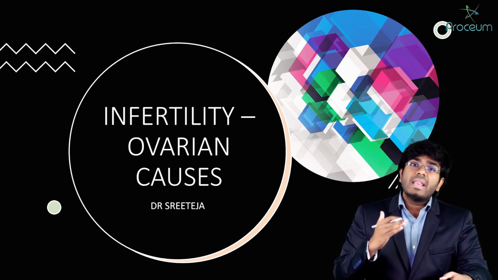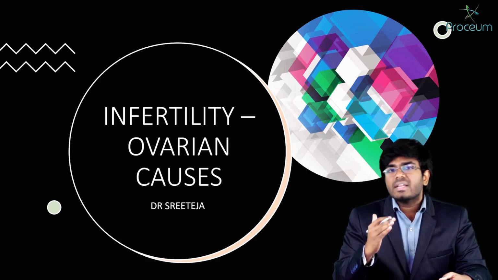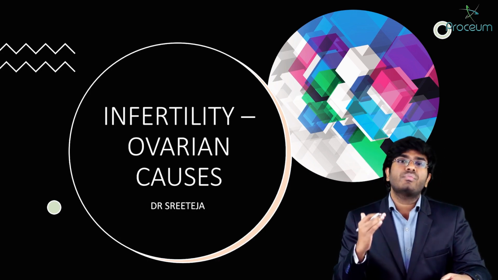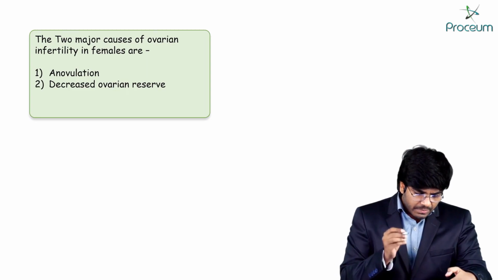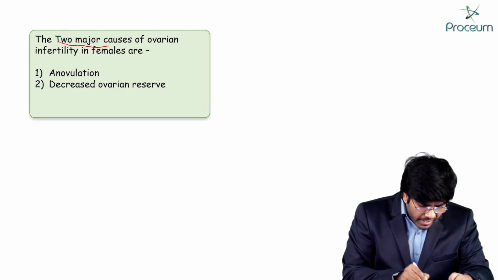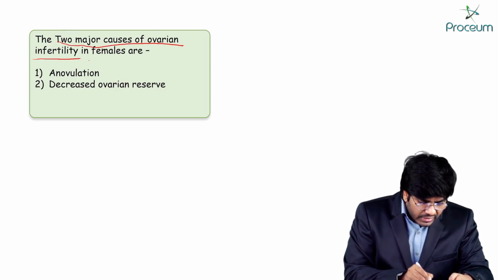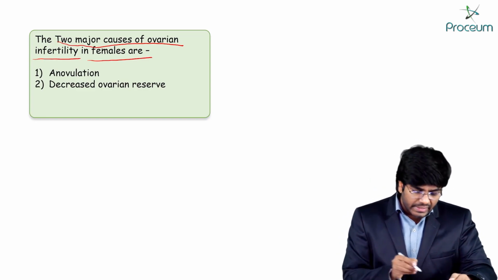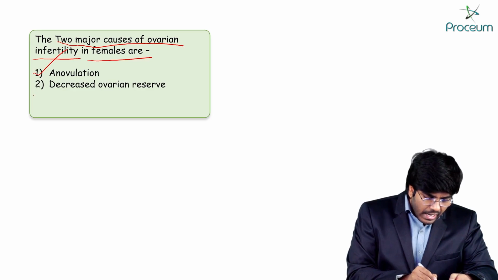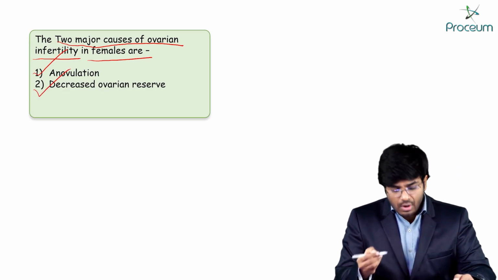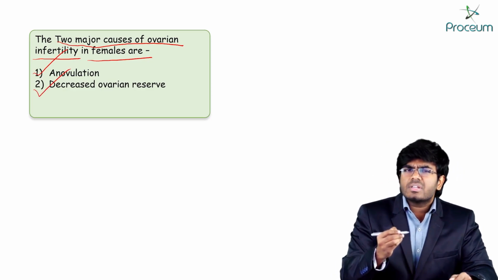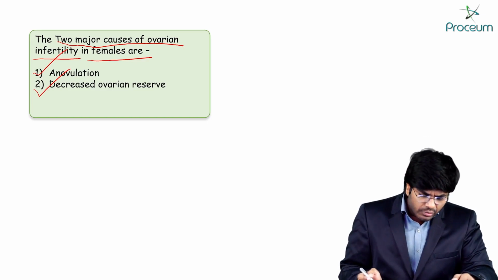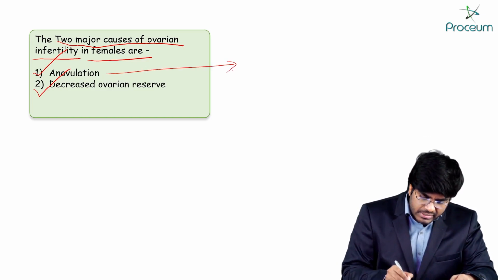What problems may lie in the ovaries that can lead to infertility in females? Now, guys, please concentrate. The two major ovarian causes of infertility are anovulation and decreased ovarian reserve. What do I mean by anovulation, guys?